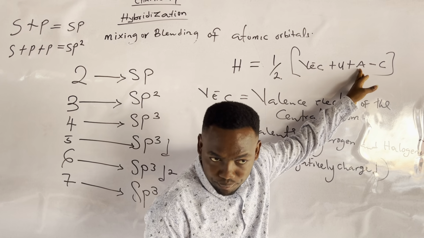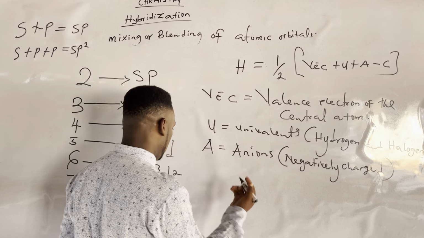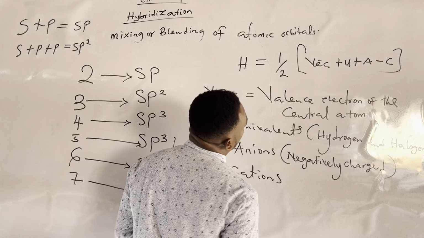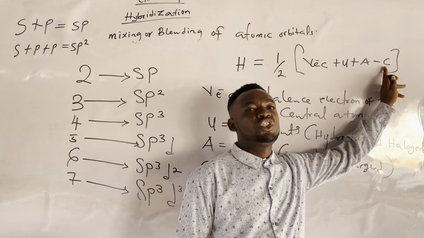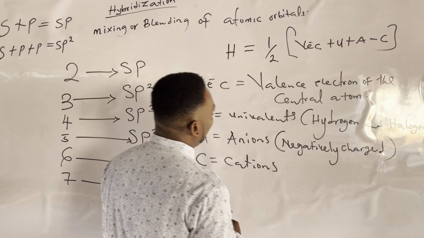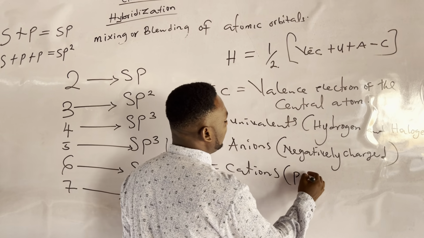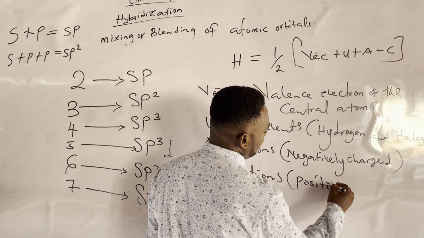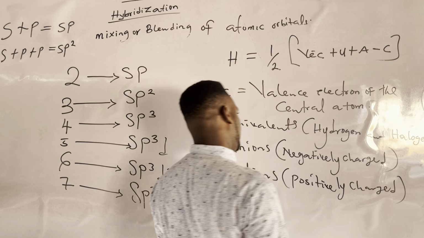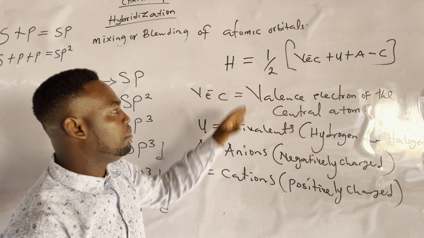We add them. Then what about the C there? Of course, the C stands for cations. And what do we say we do to cations? We subtract them from the formula. Right? Cations are positively charged ions. Positively charged. So this is the explanation of the formula.